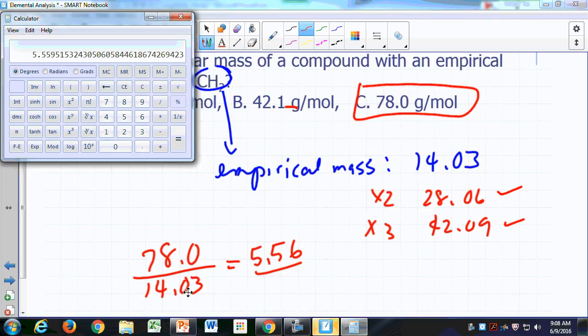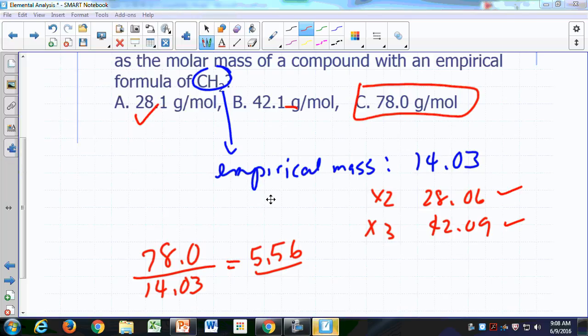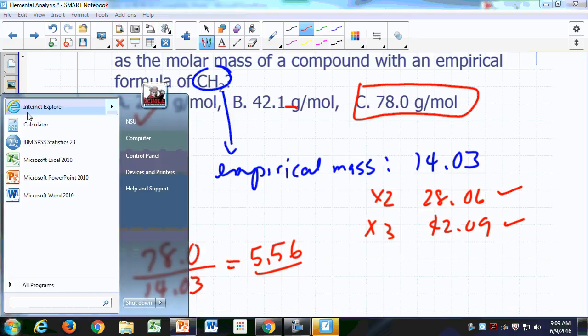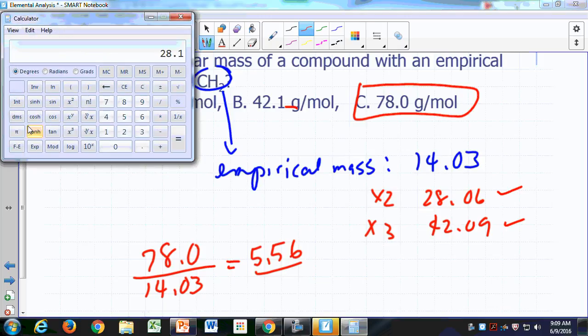The ratio must be very close to a whole number. Ideally, it should be equal to a whole number, but of course, when you do experiments, you have random errors. So realistically, you'd get a number that's pretty close to a whole number when you take these ratios, but not exactly equal to a whole number. In fact, if you do 28.1, for example, divided by 14.03, you get 2.003. So that rounded off to 3 significant digits, that's pretty much a whole number.